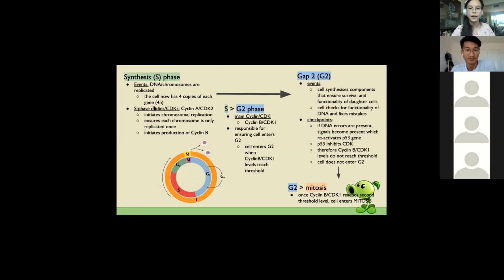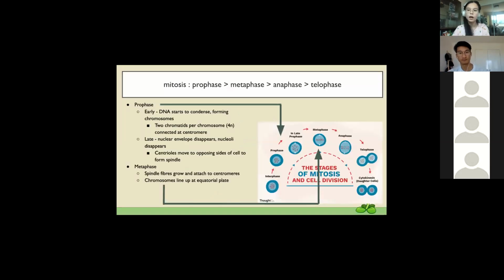So basically in S phase, the DNA is replicated. Then it moves on to the G2 phase, where the cell is making sure that daughter cells can survive, and again checking for mistakes in the DNA. If there are mistakes, it's going to reactivate p53, which will inhibit moving on to the next phase, which is mitosis. But if there's nothing wrong, or if all the stuff that's wrong has been fixed, then p53 is inactivated again, and the cell can then move on to mitosis. In mitosis, there are 4 parts.